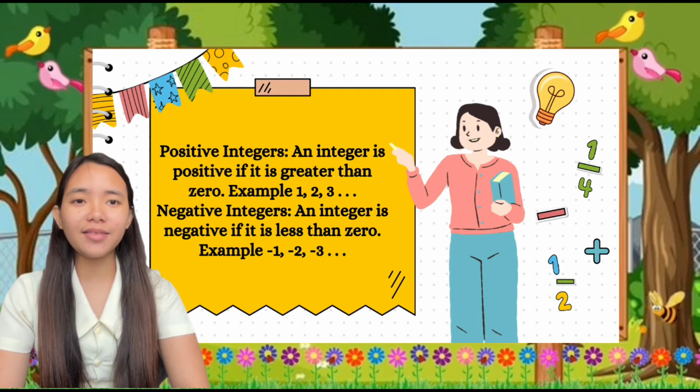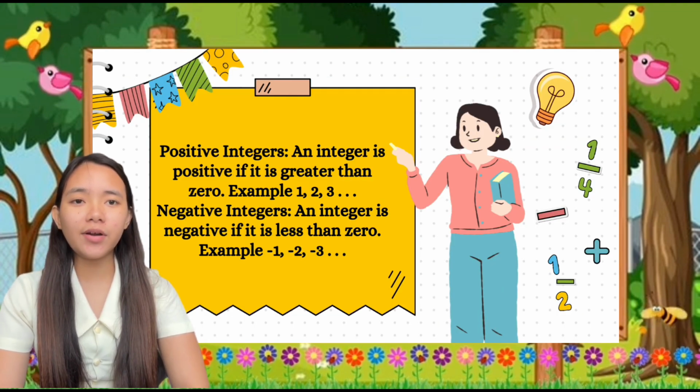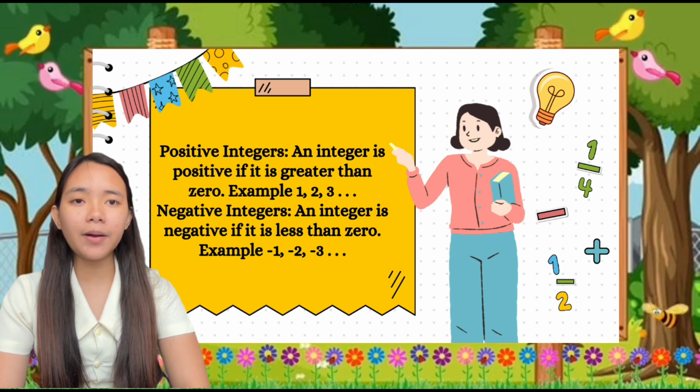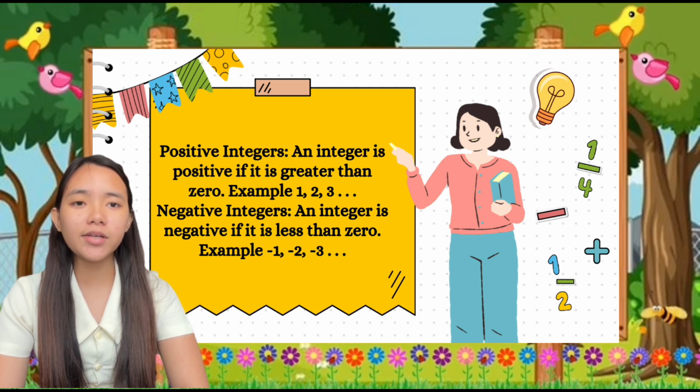Correct. That negative sign means you're in debt. That's a perfect real-life application. Integers help us understand situations where something is gained or lost, increased or decreased. Let's move on and explore how to work with these rules more systematically.